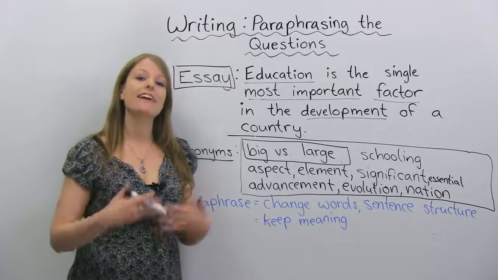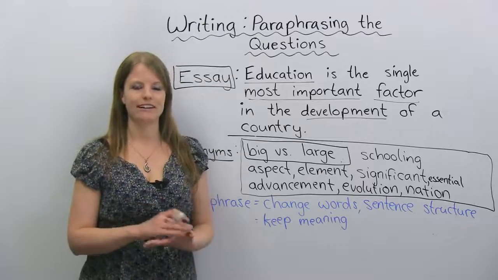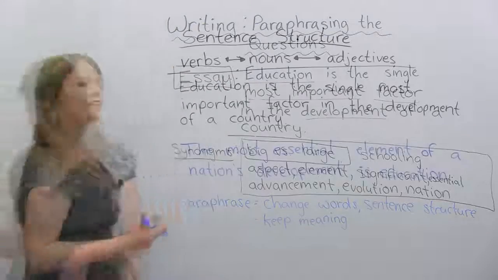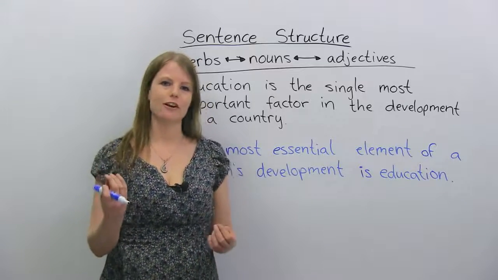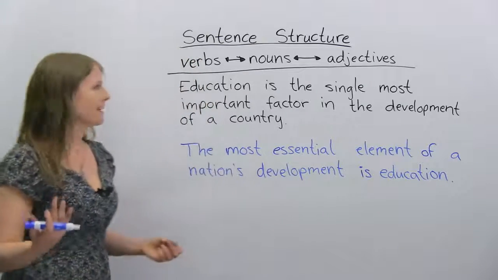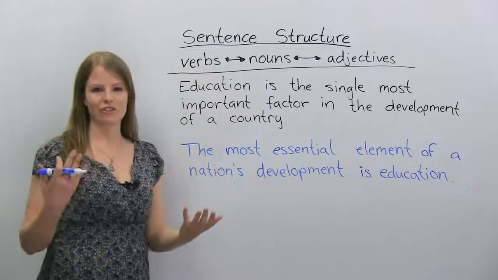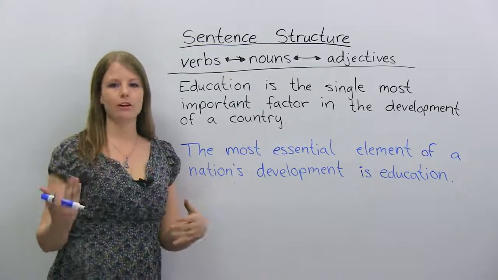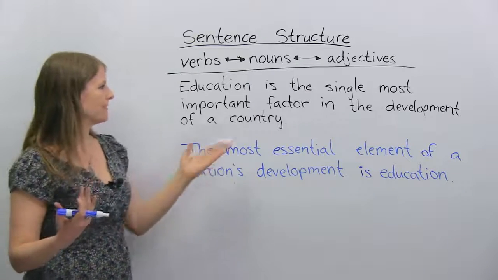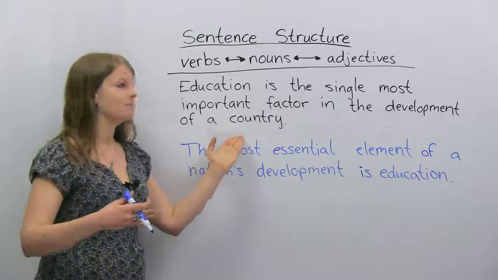So now let's look at another thing you can do in order to paraphrase the question on a test or exam. Okay, another way we can paraphrase is by changing the structure of the sentence. So for example, you might have a verb, which is an action, and you might change that into its noun form. So for example, if your verb is developing, you might change that into development.